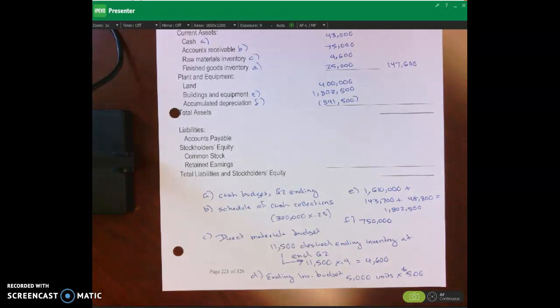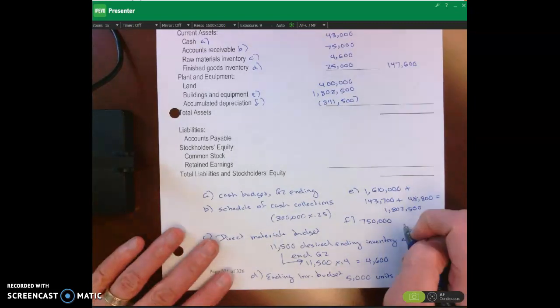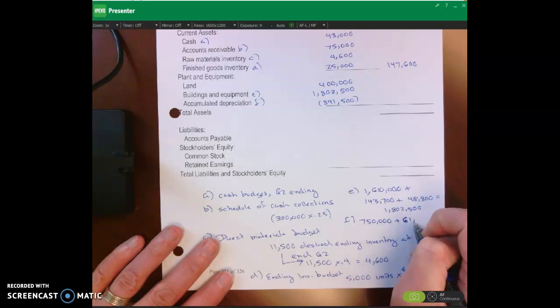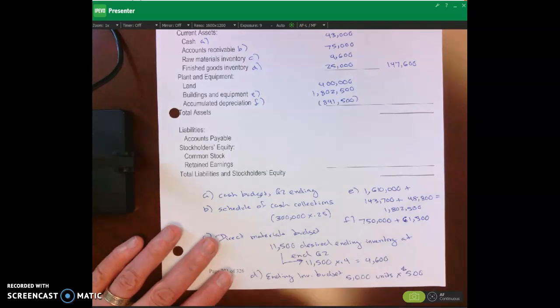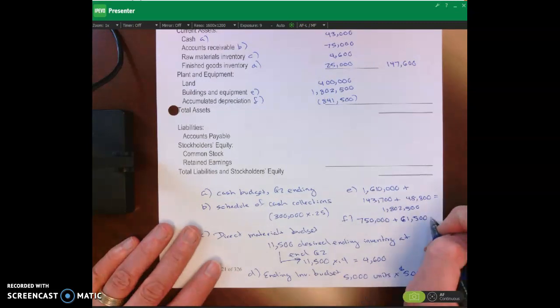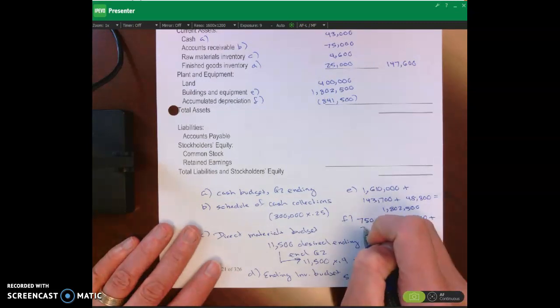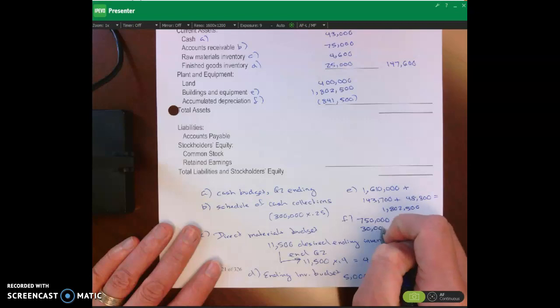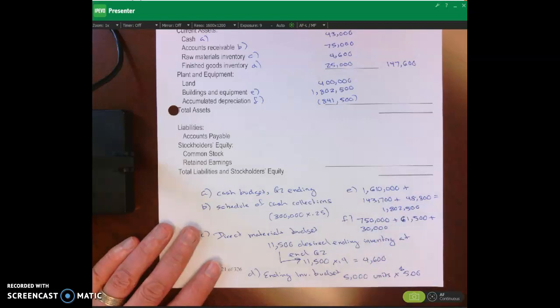that we had from March, and then we're going to add in the depreciation from our manufacturing overhead budget. Look back at our manufacturing overhead budget, and you would see that we had total depreciation for the quarter of $61,500, plus depreciation from our selling and admin budget equal to $30,000. And then that equals our $841,500 right there.